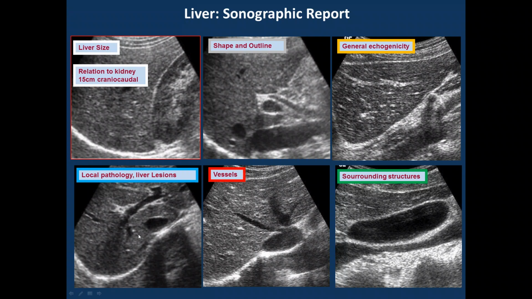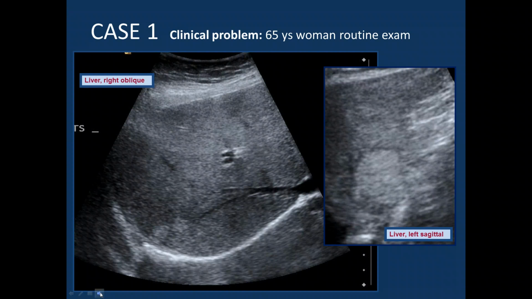Very important, of course, is to search for local pathology. It's not only liver lesions, it can be something pathological from the vessels, or of course our famous gallbladder, and the surrounding structures, important, for example, free fluid between the liver and the right kidney. So let's move on to this case.